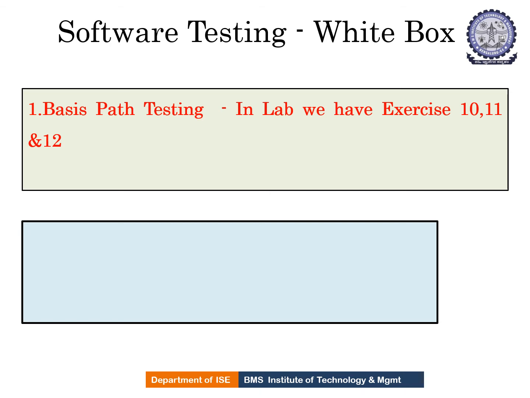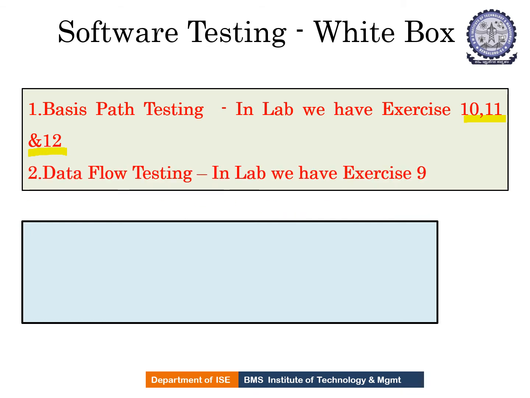From the laboratory point of view, for basis path testing, in the lab we have exercise numbers 10, 11 and 12. For data flow testing, the exercise number 11. So these 4 experiments fall under structural testing, which is again white box testing, and this is done completely by a developer during the software development life cycle.